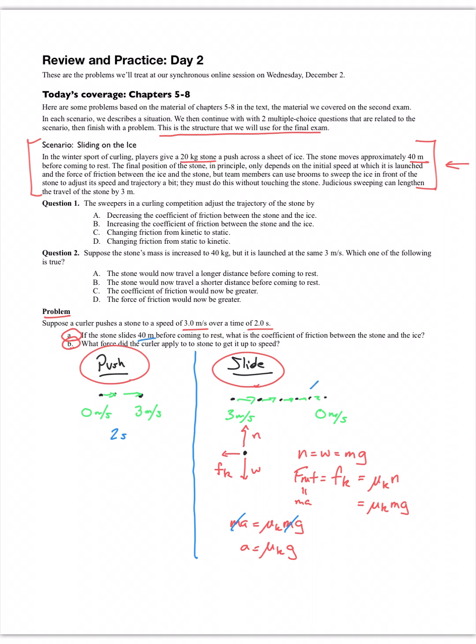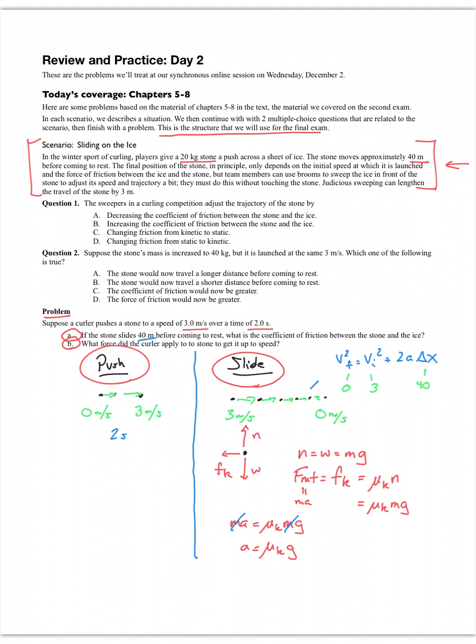So looking at the motion, I can use my basic relationship for motion with constant acceleration. And remember, we had a few, and I don't know time, so I'm going to pick the one that doesn't involve time, which is this one right here. I know the initial velocity of the stone, that's 3 meters per second. I know the final velocity, that's 0. I know the distance that it travels, that's 40. I can solve for what the acceleration is.